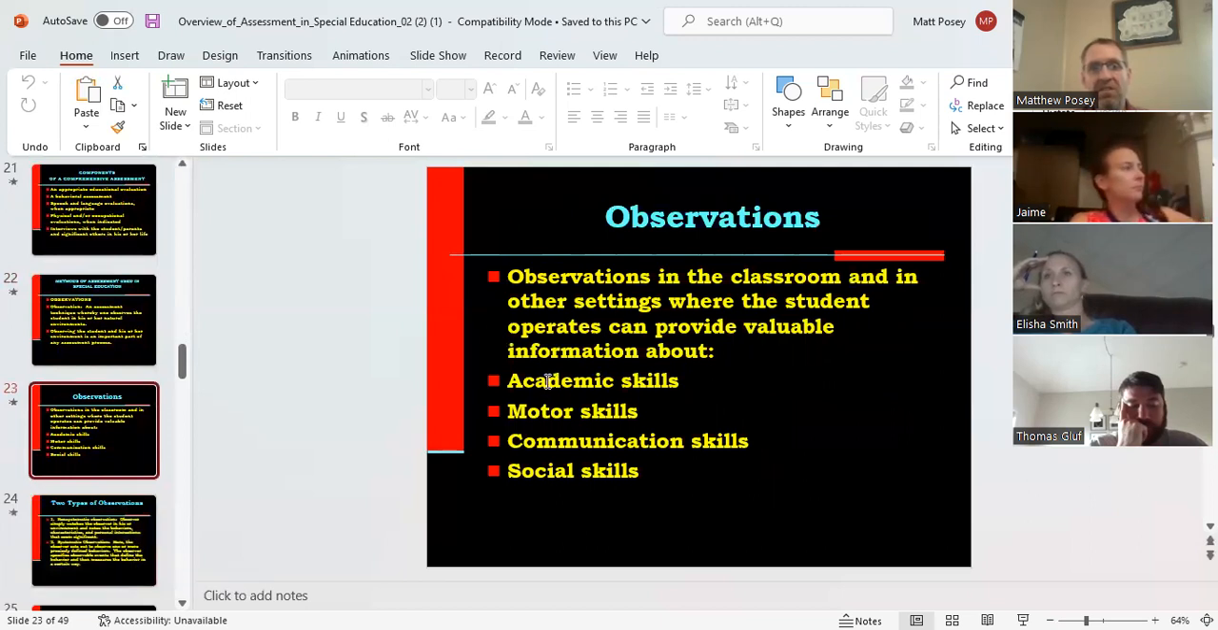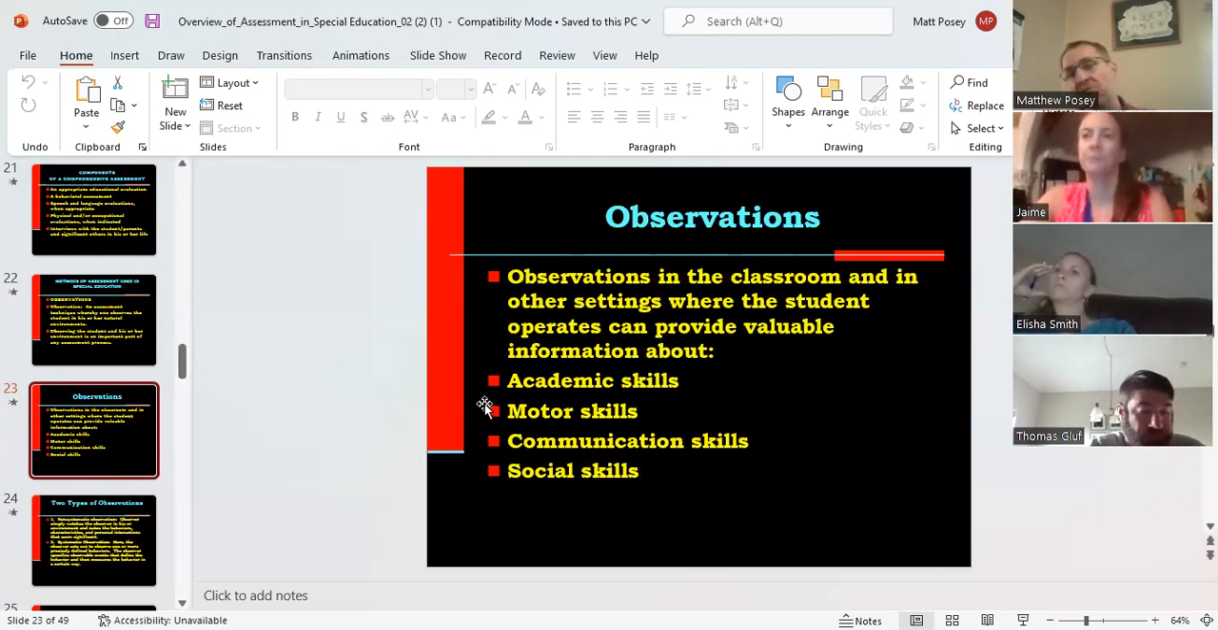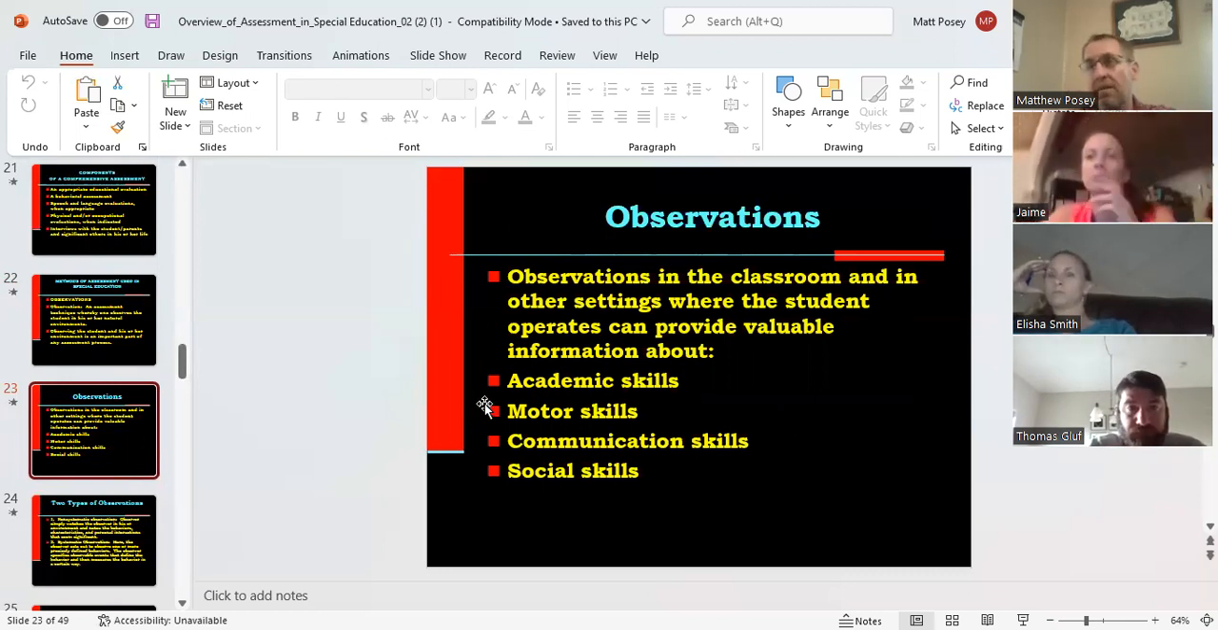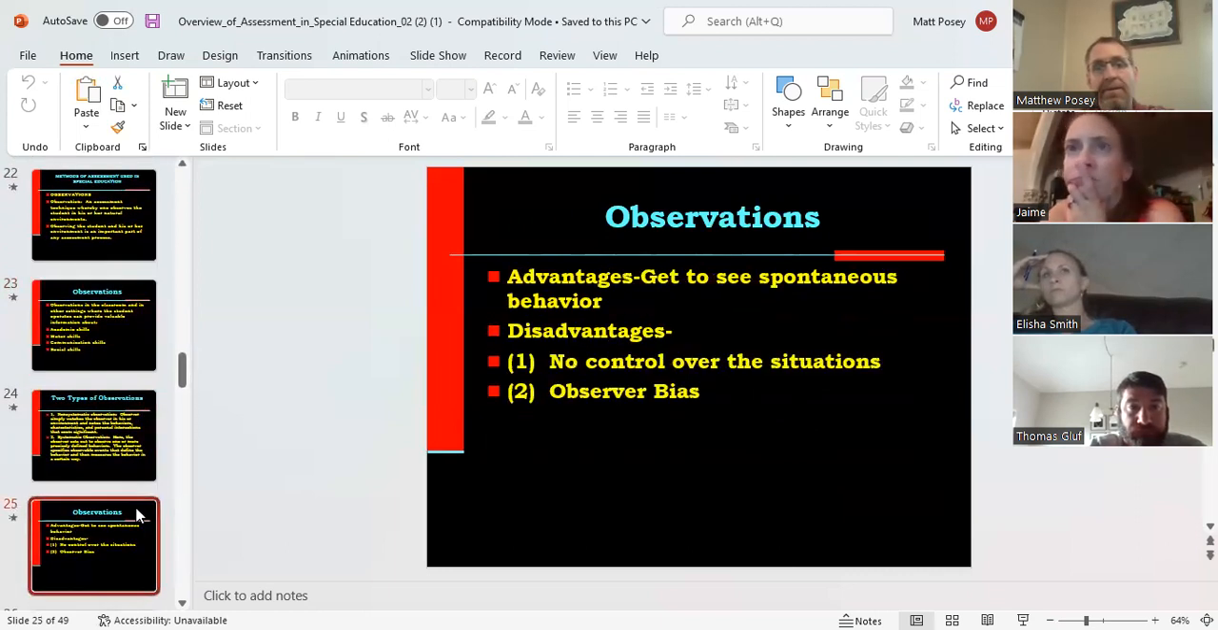Okay, observations in the classroom and other settings could be PE, could be observing them interacting with peers out on the playground to see how their social skills are, how they cope emotionally when they're challenged. Also, you're able to see some spontaneous behavior. Disadvantages in this process is you have no control over the situations when you're just doing those observations, especially in those environments outside the classroom.